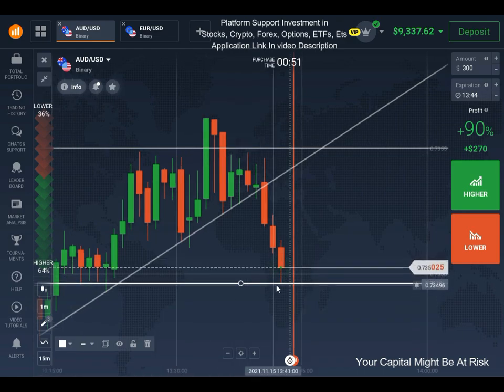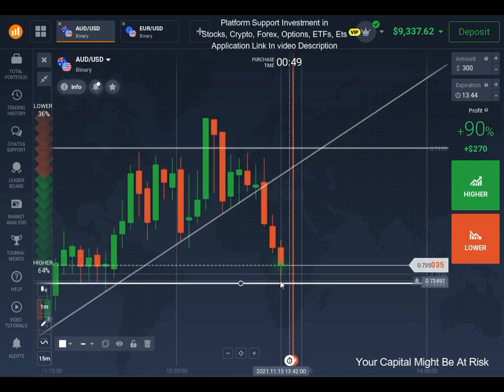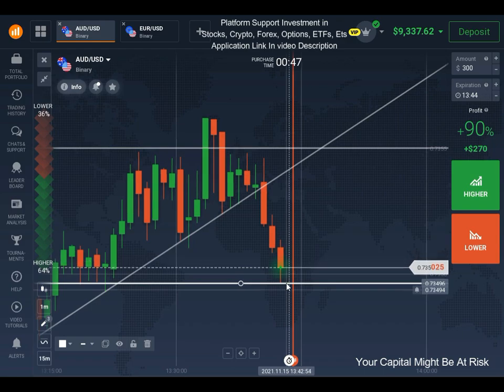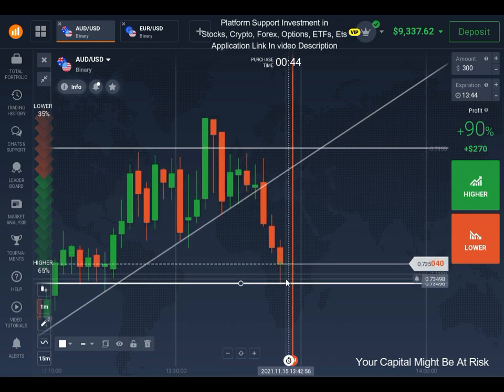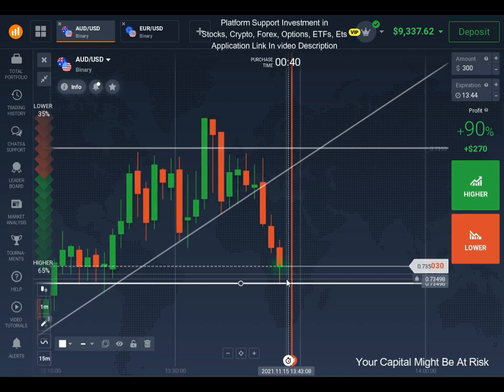But this is a strong level. You can see the market rejected from this level, and as you can see this is a breakout, so market has to reverse to retrace for some time, and we can take a trade here.